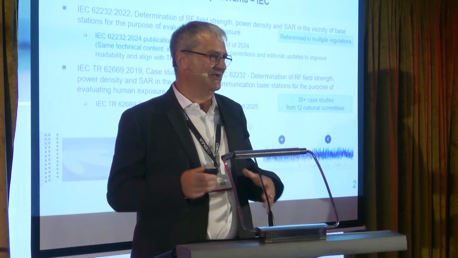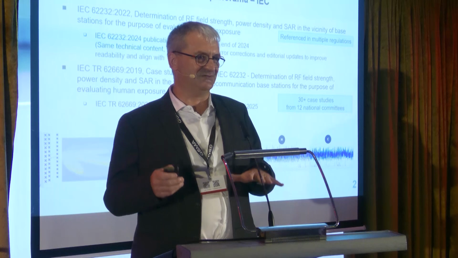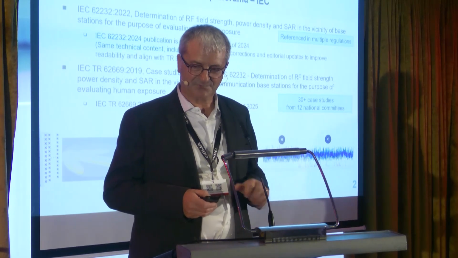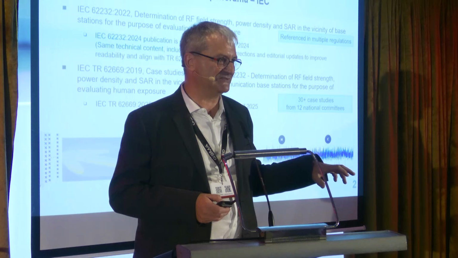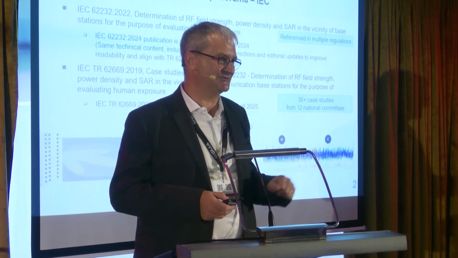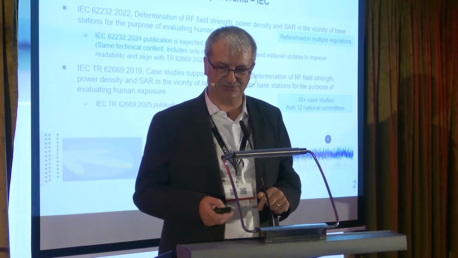We expect a new edition 4 to be published later this year. The technical content will be the same, it's just that we are correcting some minor errors, and we are also aligning the terminology with the technical report, which we are currently finishing. So IEC Technical Report 62669. The current published version is from 2019, and we are looking at publishing the edition 2 in the beginning or half of 2025.